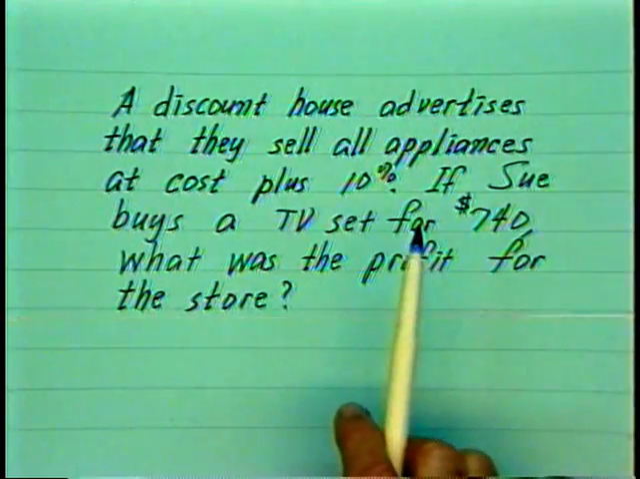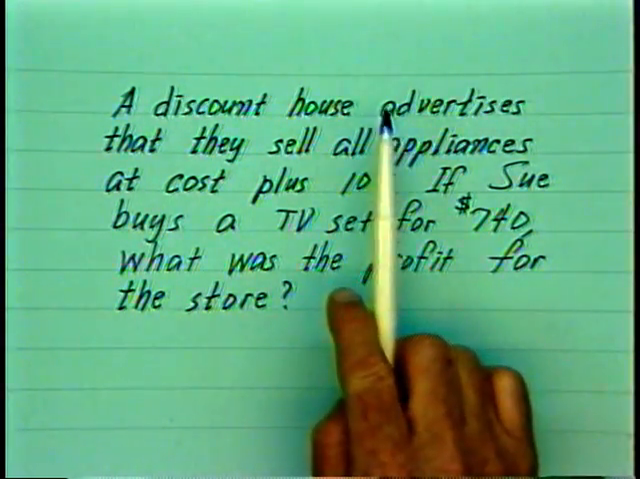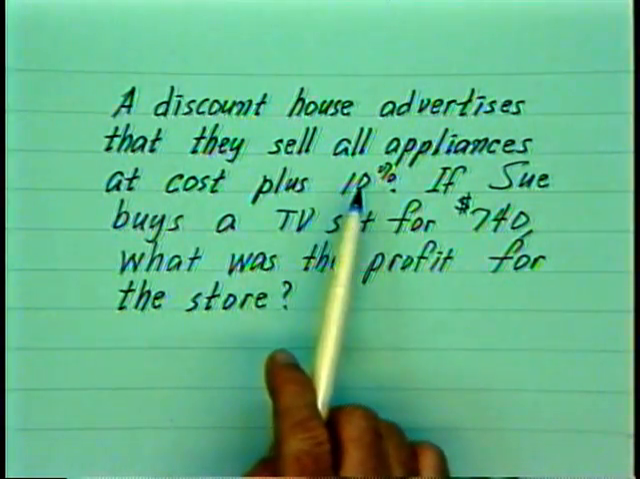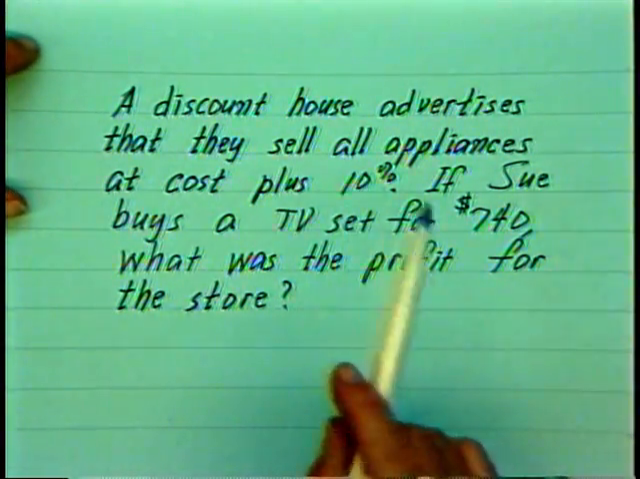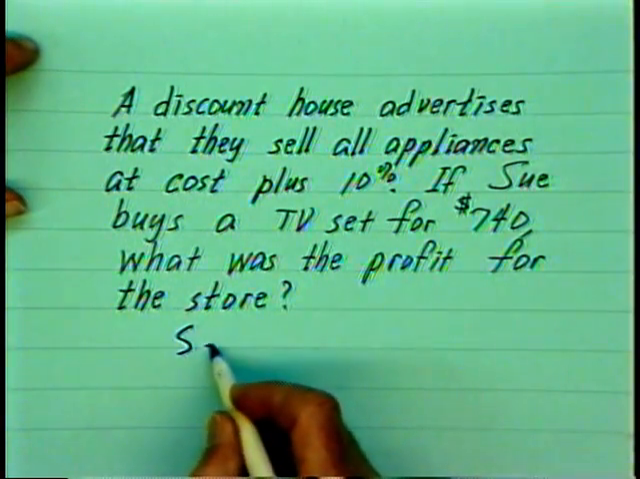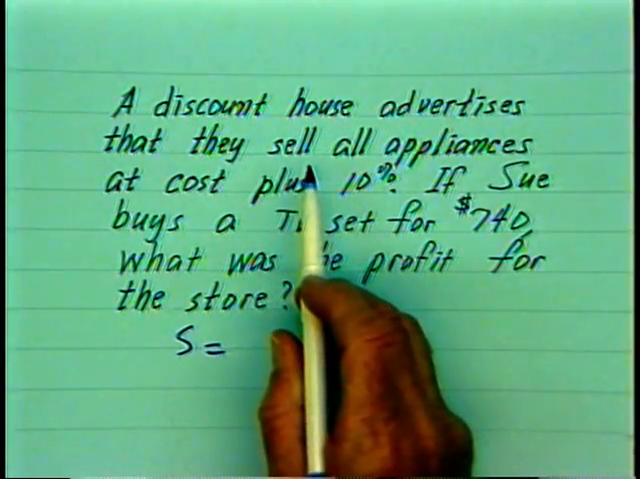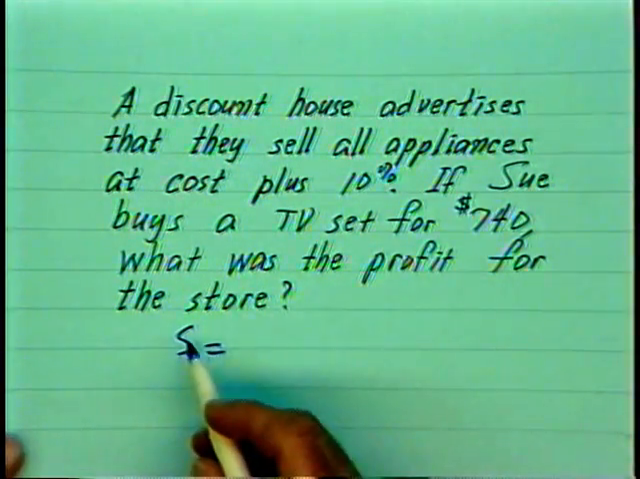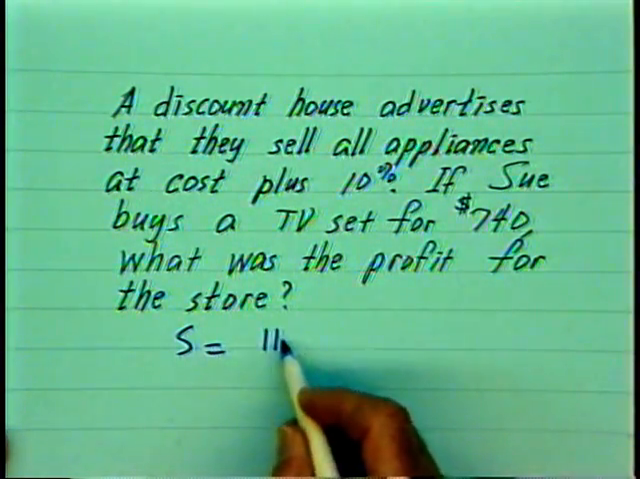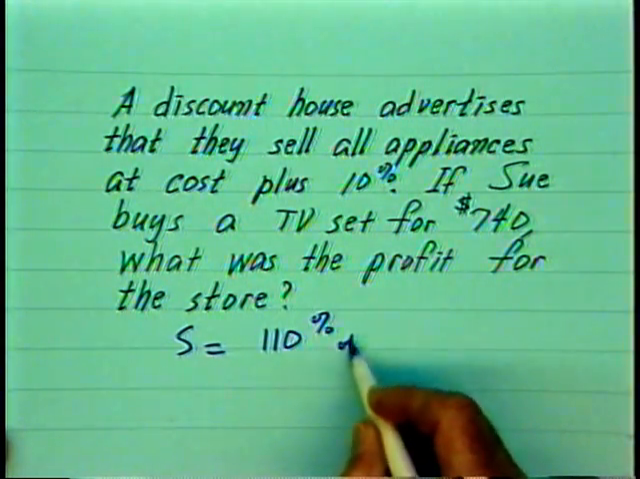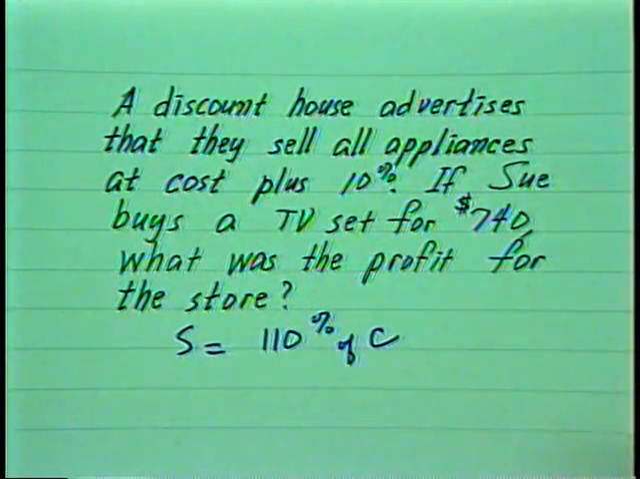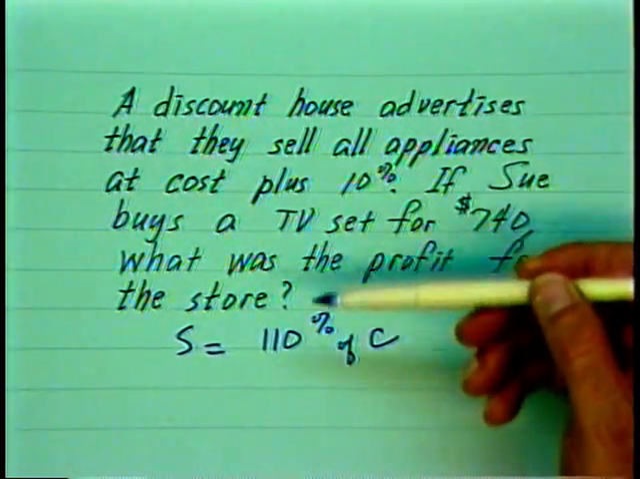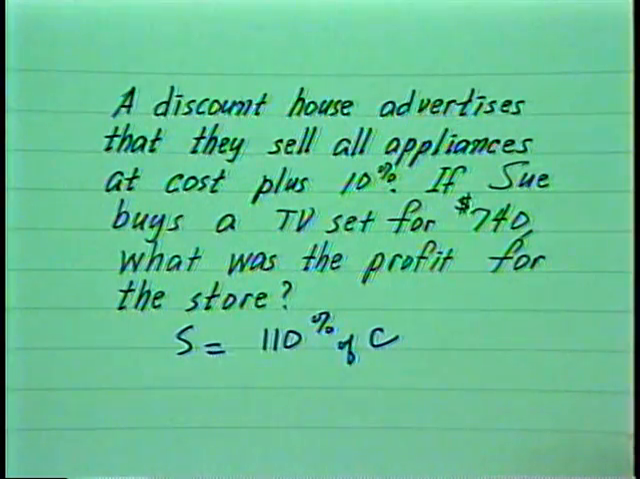Can you apply that directly to this? A discount house advertised that they plan to sell all appliances at cost plus 10%. Now right here you want to say that my selling price is going to be the cost, which is 100% of itself, plus another 10% of it. So in fact the selling price is 110% of cost. Do you see that? With practice you'll go from here directly to here without all those many steps we had in the previous problem.